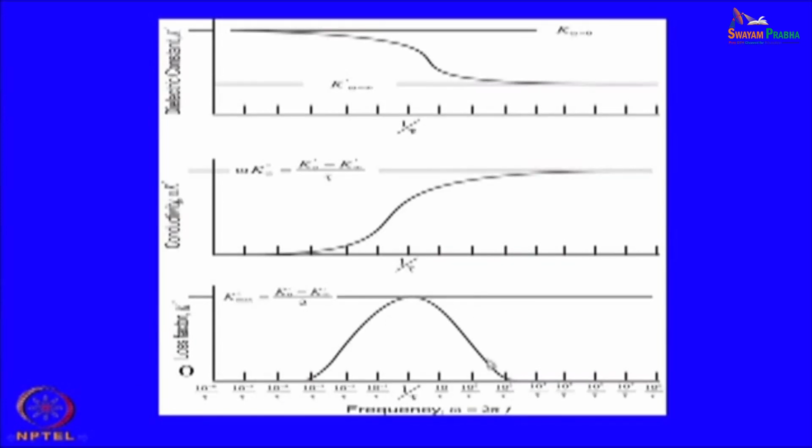This is when the frequency is equal to the inverse of the time constant, the relaxation time. Then the whole process is in phase with the applied field, and therefore a large loss takes place. The area under this curve is actually the total energy loss. So, higher is the frequency, higher is the conductivity, higher will be the peak, and so on.